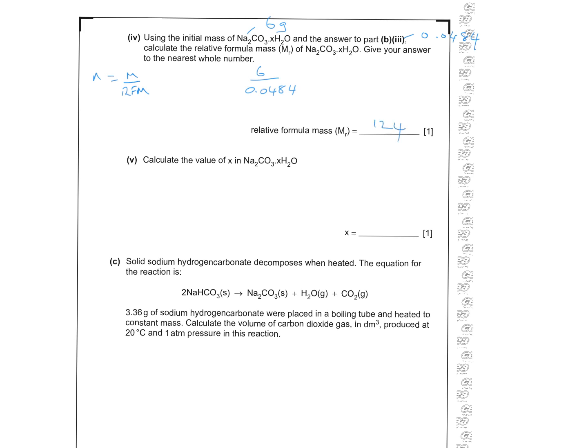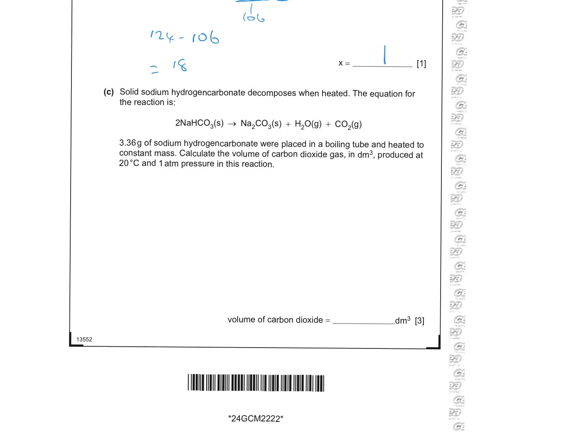So calculate the value of X. Well, we can work out this part. That's 106. So the difference between these two will be due to the water. 124 minus 106 equals 18. Well, the RFM of water is 18, so there's just one water molecule. X is equal to 1.